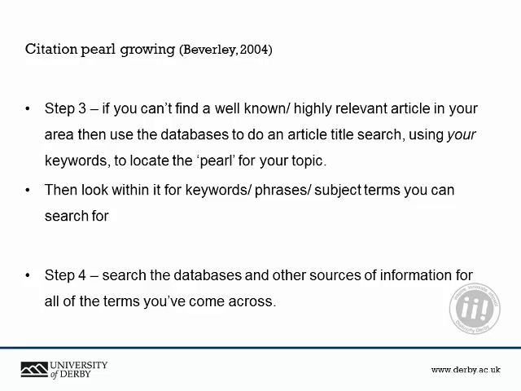Step 4 is to go through all of the databases and any other sources of information that you've identified as being potential providers of relevant articles and information, using the terms that you've discovered via the citation pearl growing process. And essentially, you just keep going until no new material becomes available.